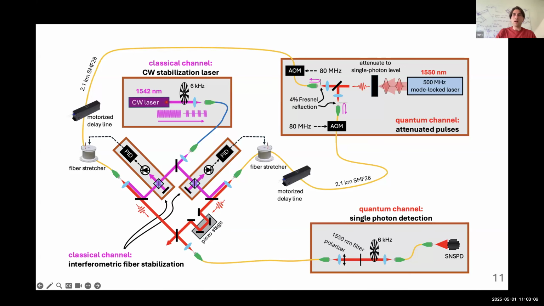Okay, so I wasn't sure if I was going to show this slide, but this is the full detail of what we're doing. In our experiment, we have these two stabilized paths that are stabilized independently. The stabilization laser feeds both of these fibers, and they're both stabilized independently. As part of a network, these fibers would go to other nodes, but in this case, we're just using it to characterize how well we're able to cancel fiber noise in a system like this.